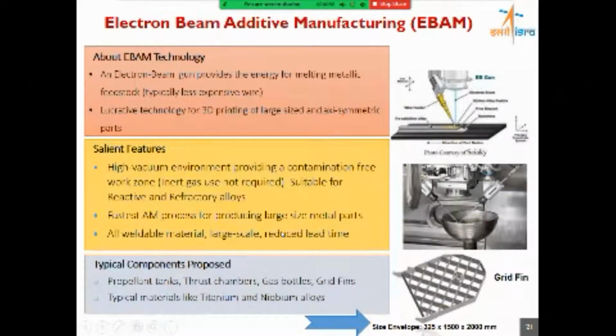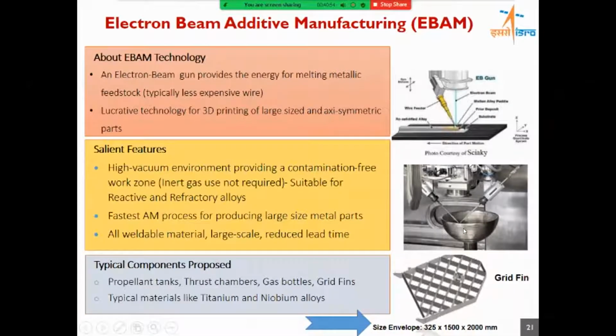So as I mentioned, this is a near net shaped process because the surface finish is not very good. Like in the case of powder bed fusion, the product made through this route definitely requires some amount of machining to get the final surface finish requirements or the dimensional tolerances.